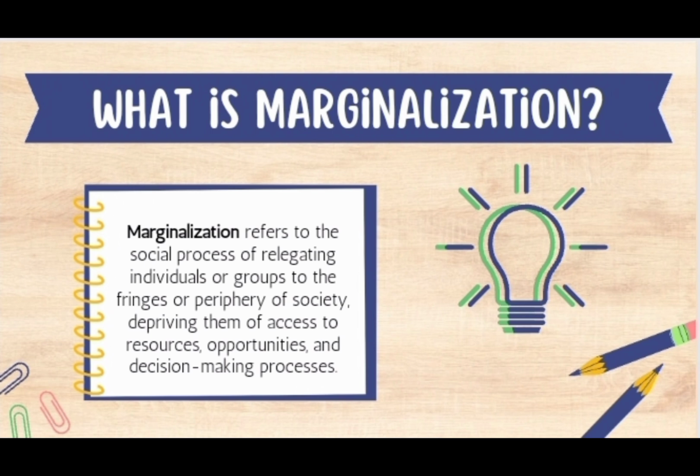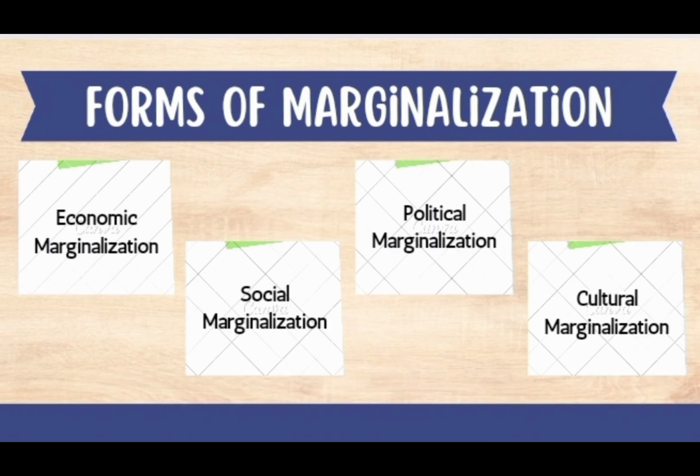So we have here the four forms of marginalization. The first one is economic marginalization, for example, poverty and unemployment. For social marginalization, this is where discrimination and stigmatization happen. For political marginalization, it is exclusion from political participation. And for cultural marginalization, we have, for example, loss of language and cultural identity.